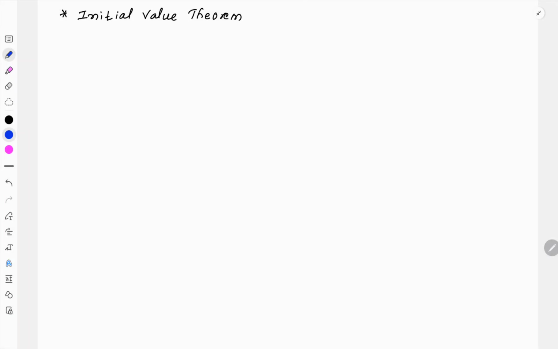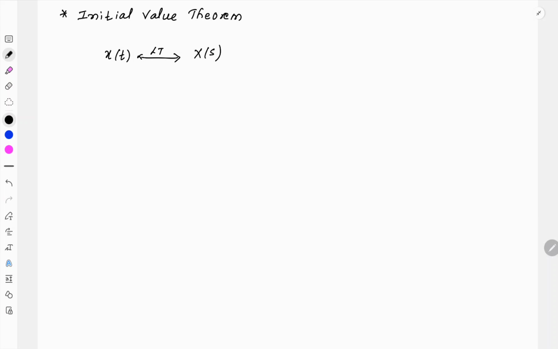In this video, we are going to study initial and final value theorems. So let us start with the initial value theorem first. In case of Laplace transform, this initial value theorem provides us a way to find the initial value of a signal. So let us consider a signal x of t whose Laplace transform is given as x of s.